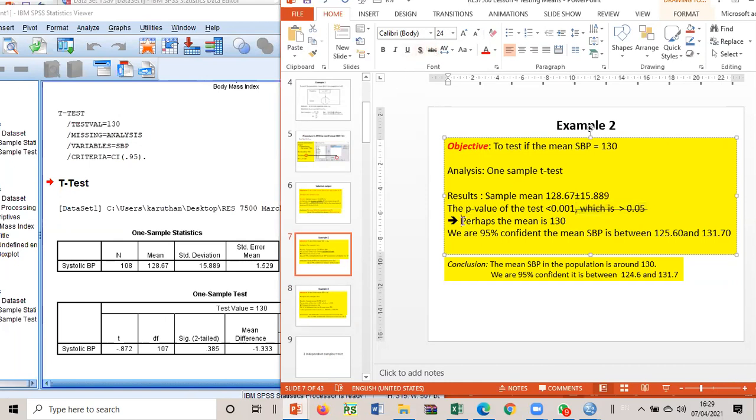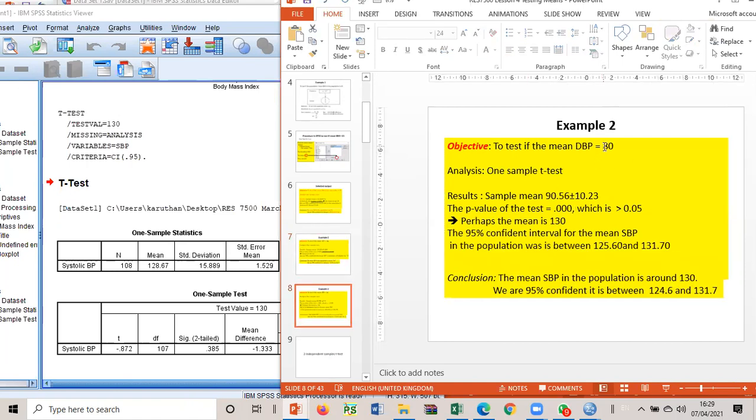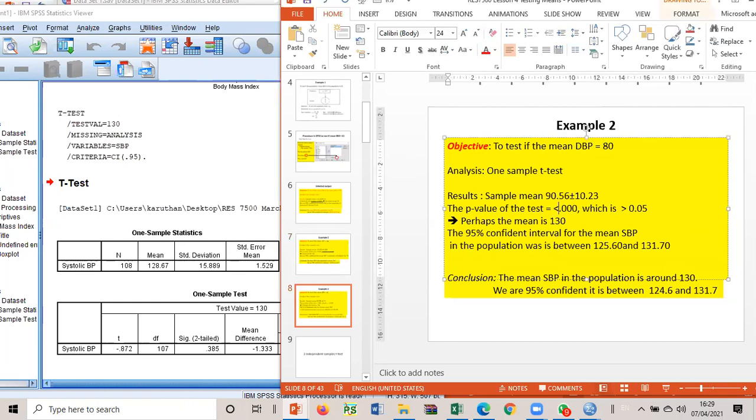So what's the conclusion? This implies the mean is not 80. You're testing 80, right? Yes, the mean is not 80. So this is less than 0.001, and you don't have to show this. This means the mean is not 80. What's the confidence level?